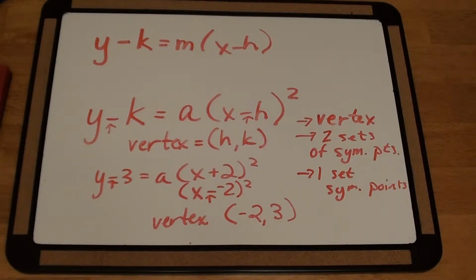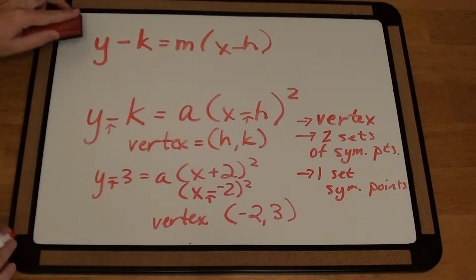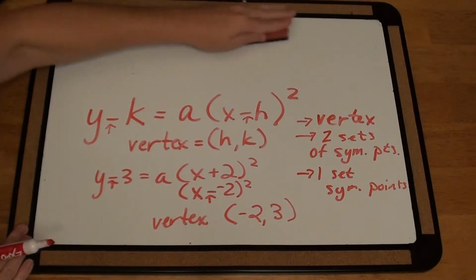The book sometimes is only suggesting 1, but I think that you get a better grasp of what's going on if you do 2 sets of symmetrical points. It won't be difficult. So I'm expecting that you will have read through parts of 5.2, or you'll read through it while we're going over it. I just want to go over a few things that you need to know about parabolas.